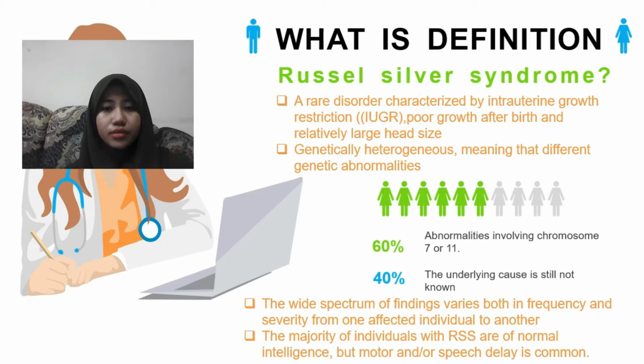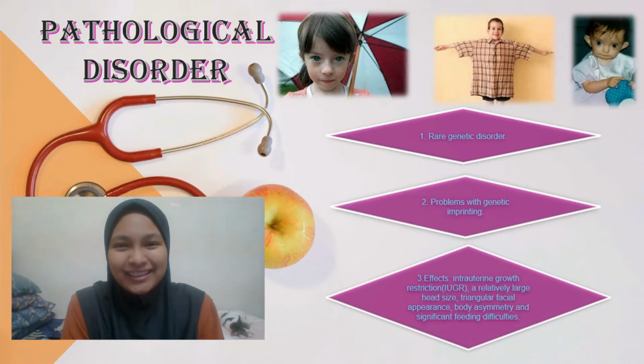The wide spectrum of findings varies both in frequency and severity from one affected individual to another. The majority of individuals with RSS have normal intelligence, but motor or speech delay is common.